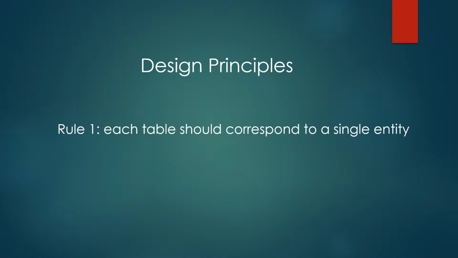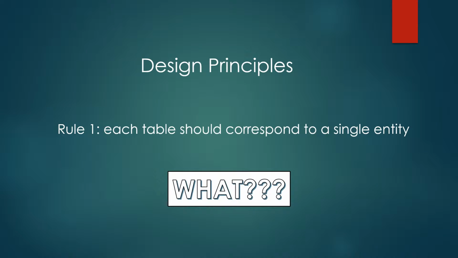Rule number 1. Each table should correspond to a single entity. What that means is that you cannot have information about two entities in one table. To avoid this, ask yourself what the table is about.